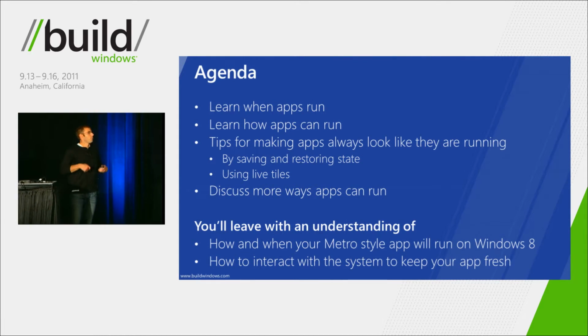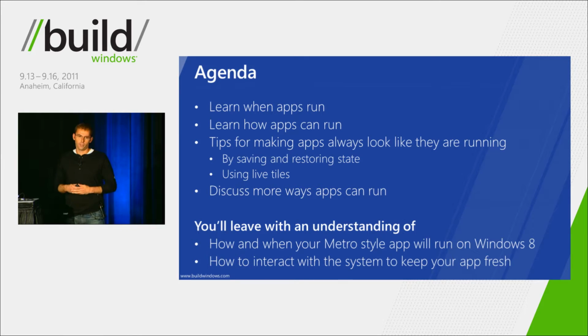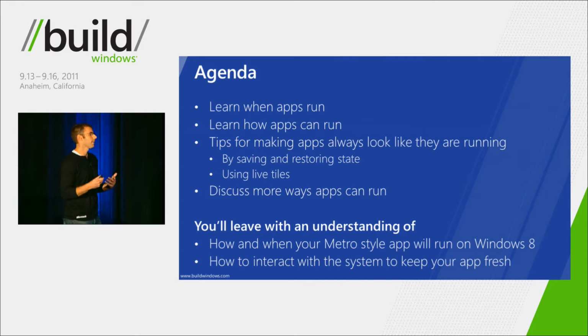First, we're going to talk about the new lifetime model that we have. Then we'll transition to how your application can be instantiated in Windows 8. Then, since you've probably heard this already, that apps don't always run in the system, we'll talk about some tips and tricks for making your app always look like it's running, even though it's not, using saving and restoring state techniques and using live tiles. And lastly, we'll wrap up with a quick discussion of some additional ways of making your app run.